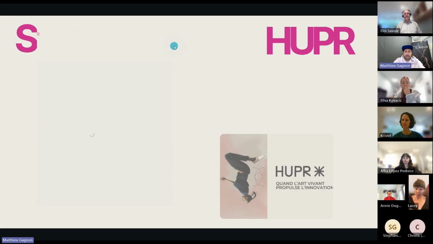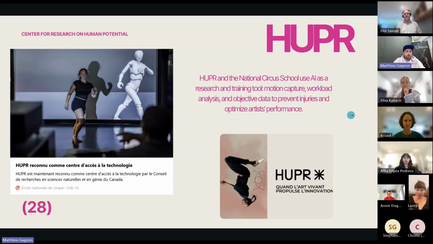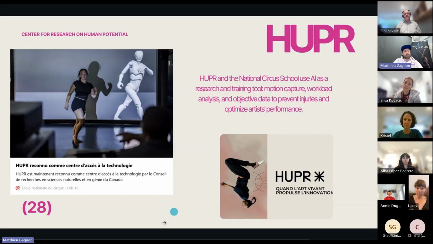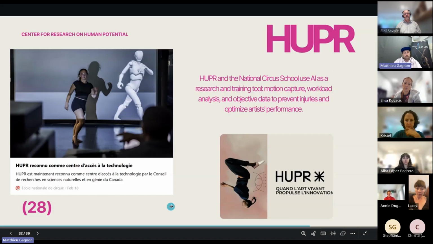And then a last example in creation is UPER, the Center for Research on Human Potential. So UPER does a lot of research with AI. They use motion capture to analyze movements, to do a workload analysis, and to generate data to help prevent injuries. So that's a very interesting use of AI in creation as well.